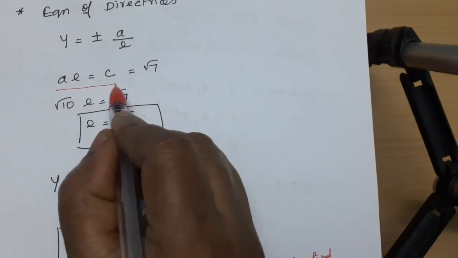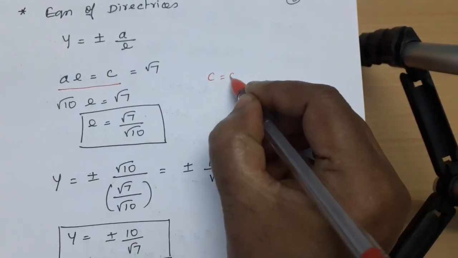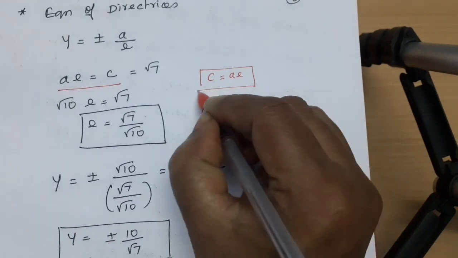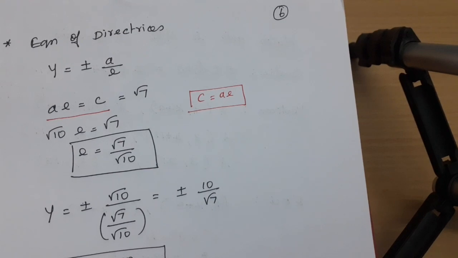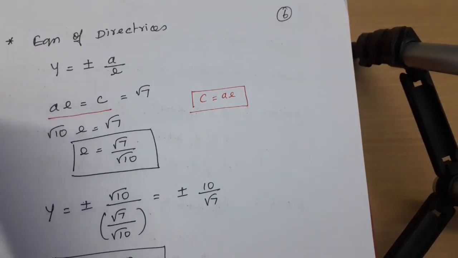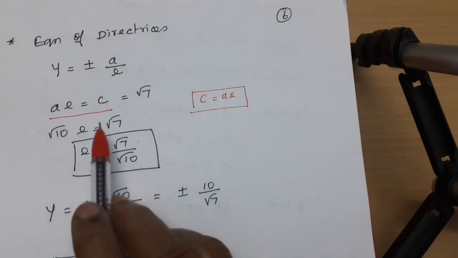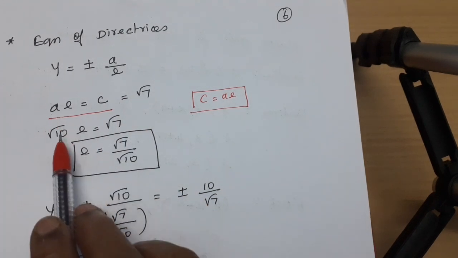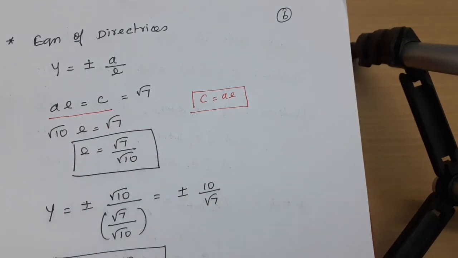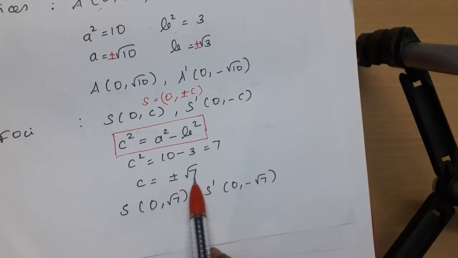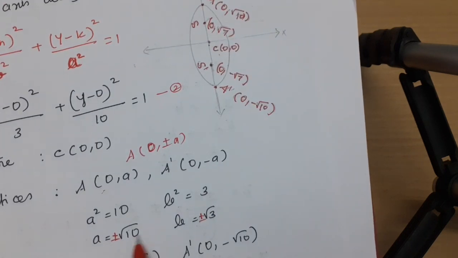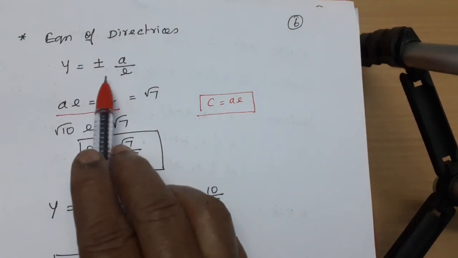Very important for this one, remember this: c equal to ae. We already found that a equals root 10 and c equals root 7. We found everything already. See here, plus or minus root 7, the c value is root 7, and the a value is root 10. So substitute here the value, y equal to plus or minus a by e.